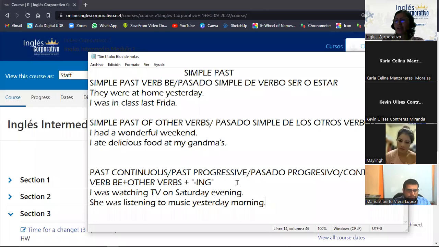So here, guys, you are able to go ahead and combine them because here you need them to be together so you can express your idea with past continuous or past progressive. But whenever we're talking about the other two tenses, just be careful, okay? Because we're talking about two separate things.